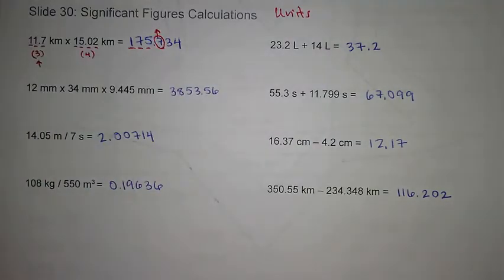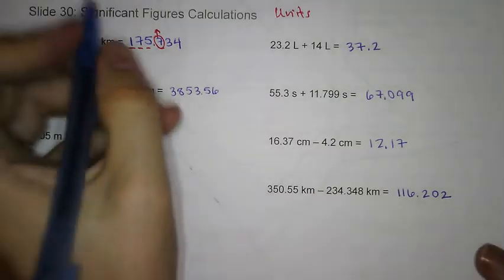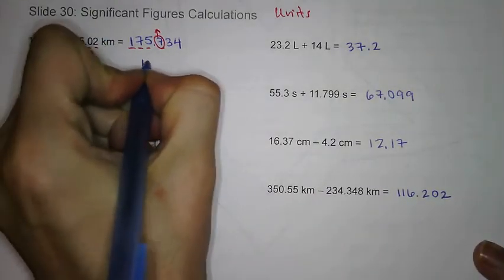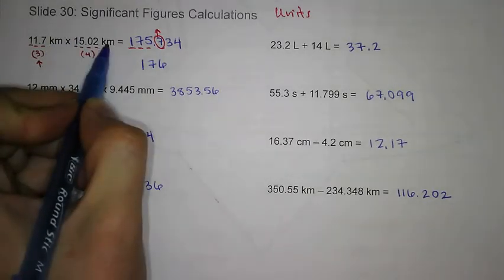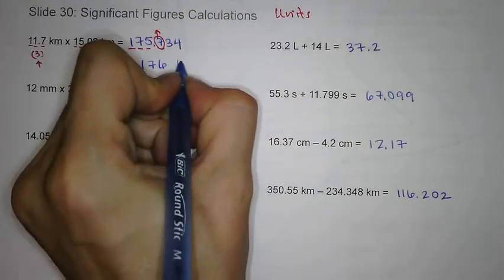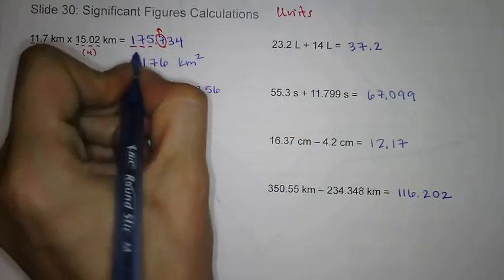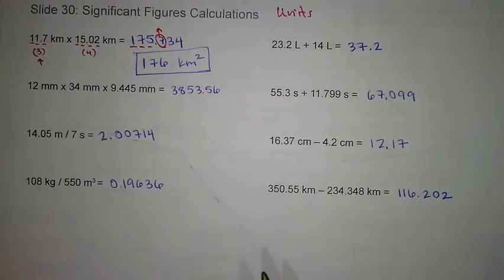7 will round up. My final answer will be 176. Now for the unit, I've got kilometers times kilometers, right? So just visualize that. If I have kilometers going one way, kilometers going the other way, it's going to make an area. That's kilometers squared. There's my answer. All right, rounded with significant figures.